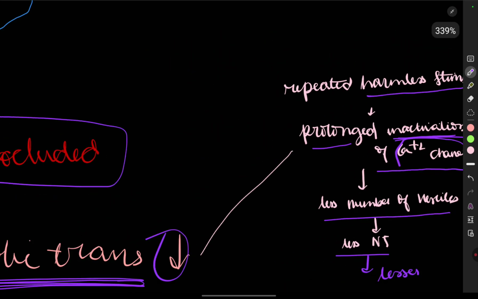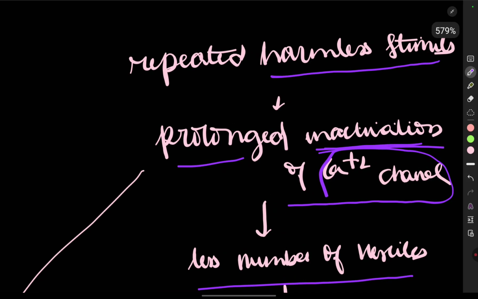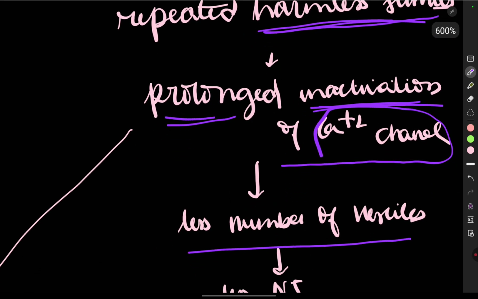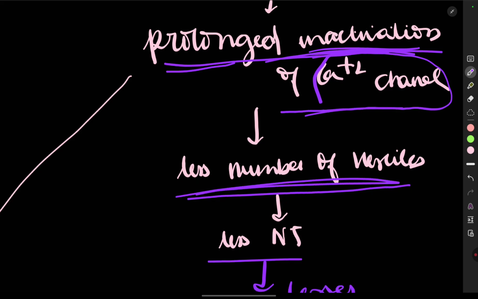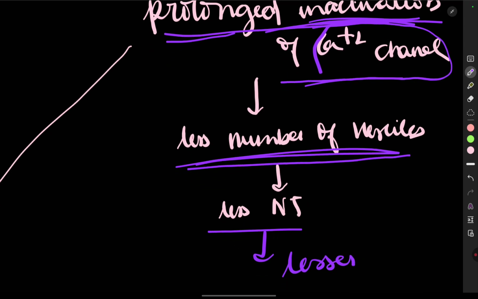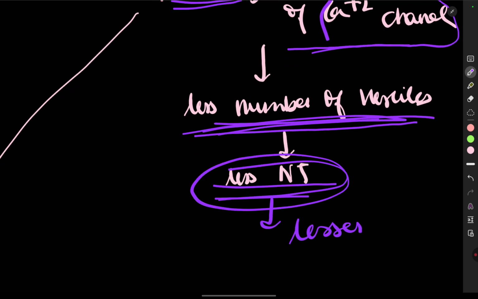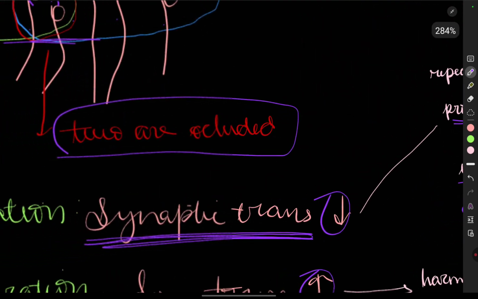Okay, so what happens in habituation? The repeated harmless stimulus for a prolonged time causes prolonged inactivation of the calcium channel, due to which there will be a lesser number of vesicles, as in the case of biryani, lesser excitation or lesser taste or lesser craving of biryani. So lesser number of vesicles and less neurotransmitter, so the response will be less. So this is about habituation.